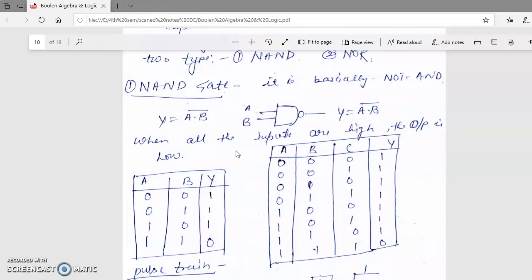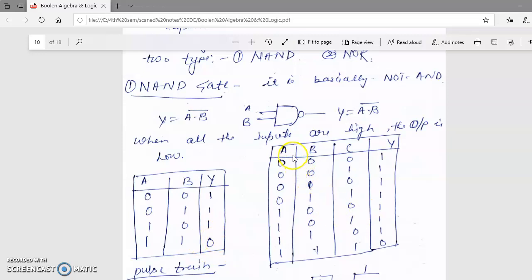We can construct the truth table: A, B and the Y output. When A and B are 0, 0, according to the AND gate we get 0, but according to the NAND gate we get 1. For 0, 1 and 1, 0 combinations we also get 1 and 1. And when both the inputs are high, 1, 1, the output is 0, because it is the operation of the NAND gate.